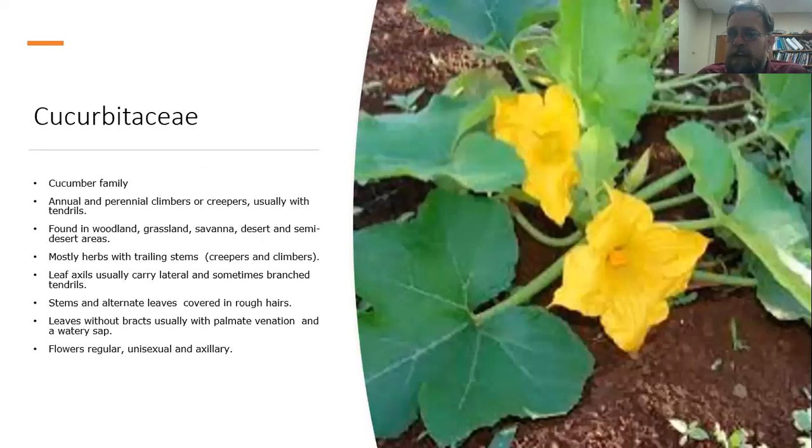Cucurbitaceae, the cucumber family, I will often call these the cucurbids. A lot of annual and perennial climbers found all over the place in woodlands and savannas and deserts. Mostly herbs with trailing stems that creep across the ground or climb up surfaces.